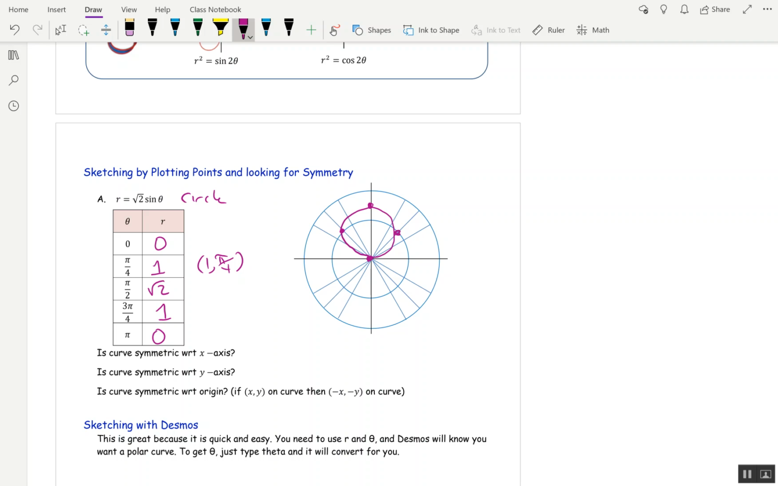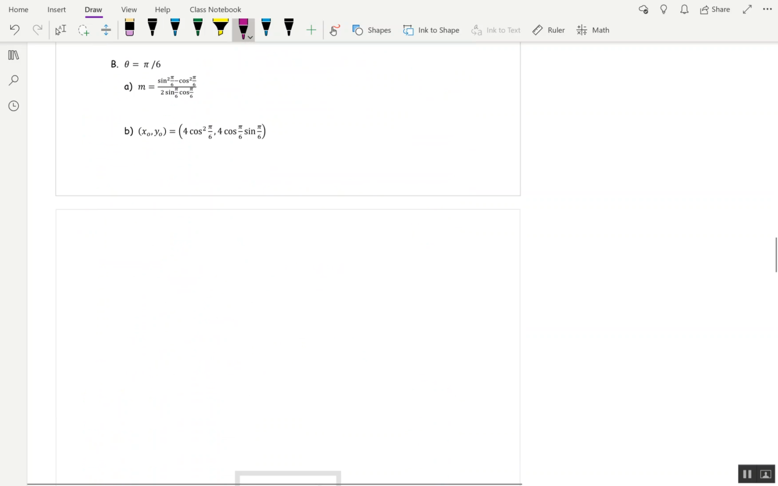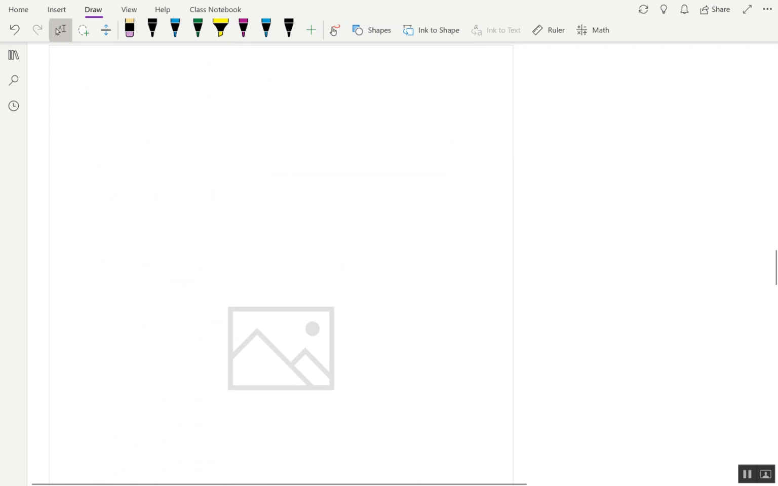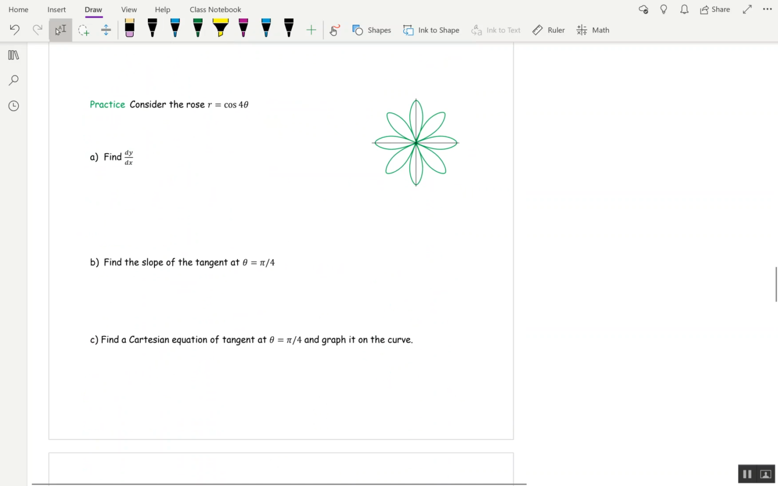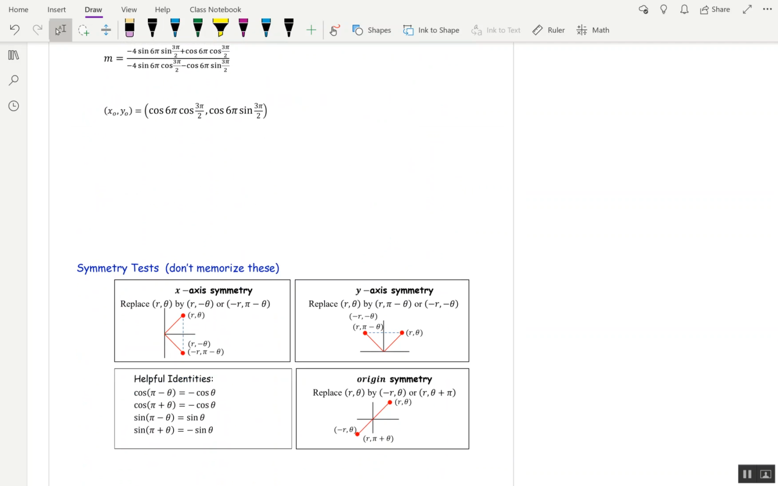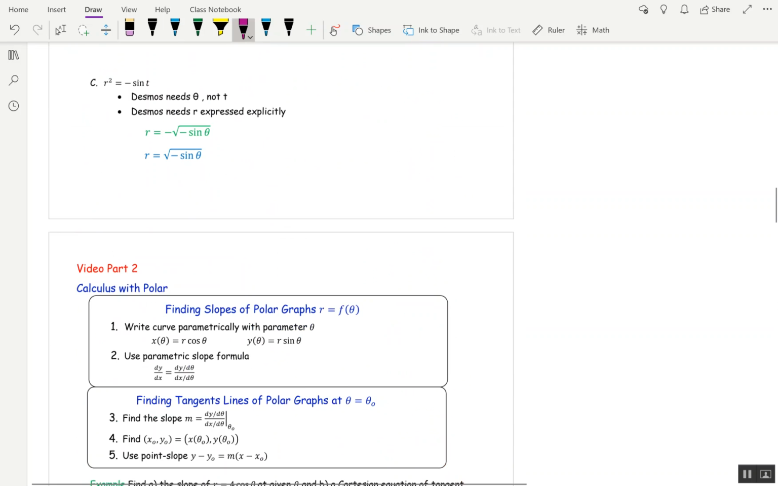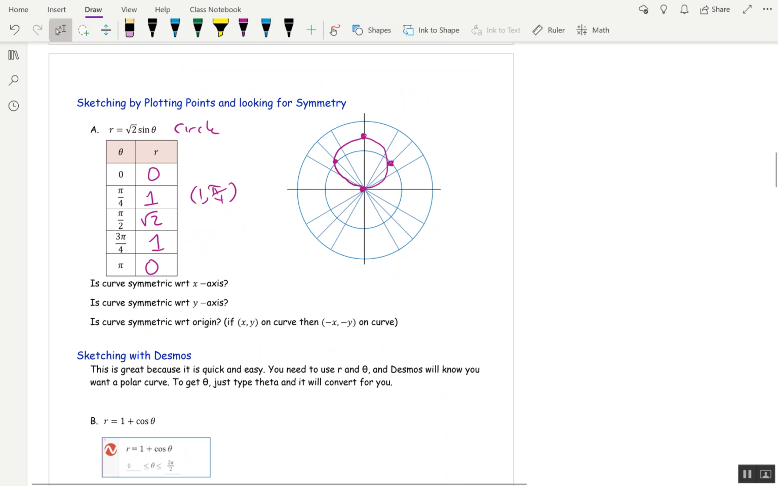You have some questions in your homework about symmetry, and I strongly suggest that you graph the curves first, then answer the symmetry questions. There are symmetry tests, which are at the end of your lecture notes, but we're not going to use them because they're cumbersome and they don't always work. Like, you can fail the symmetry tests and still have symmetry. I know, that's crazy. So we're just going to graph and look for symmetry from the graph.